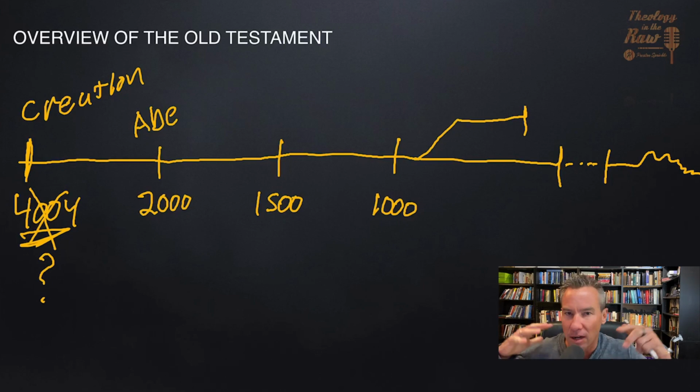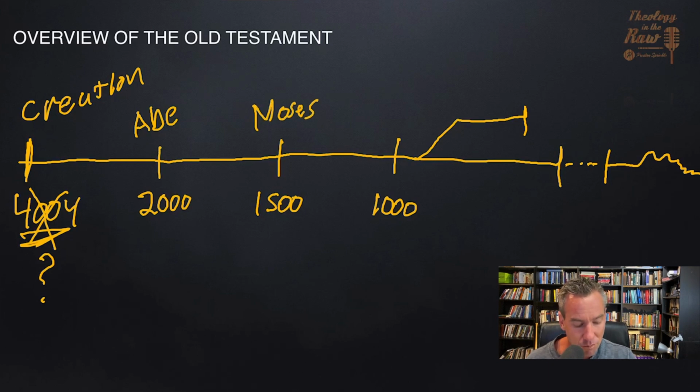I just want to deal in rough general numbers. Then 1500, I'm going to associate that with Moses. And then 1000, I'm going to associate that with David.